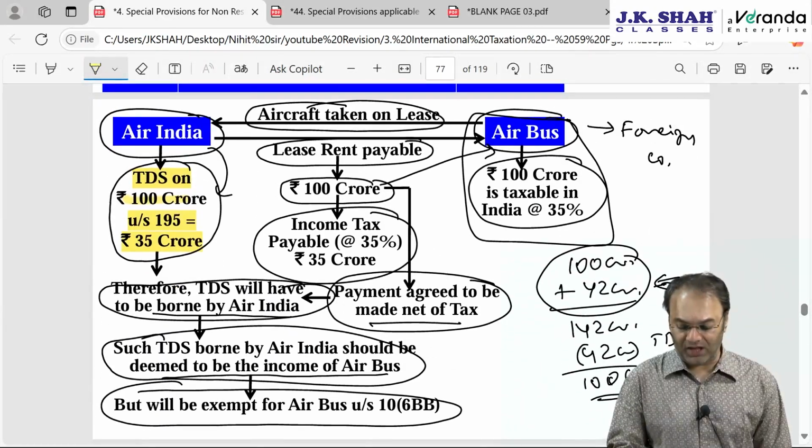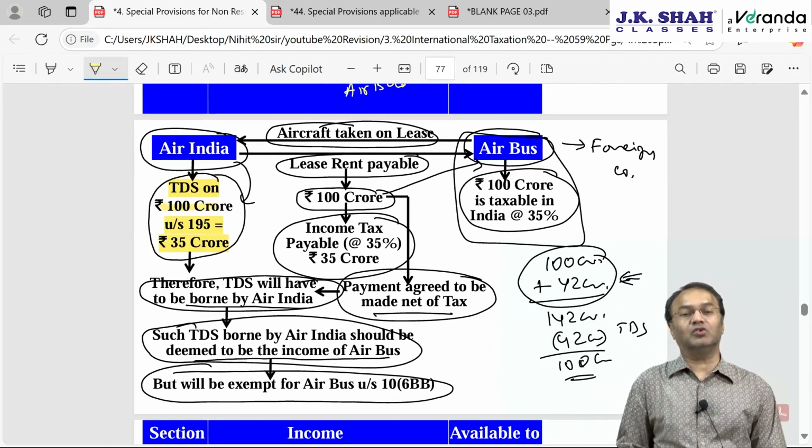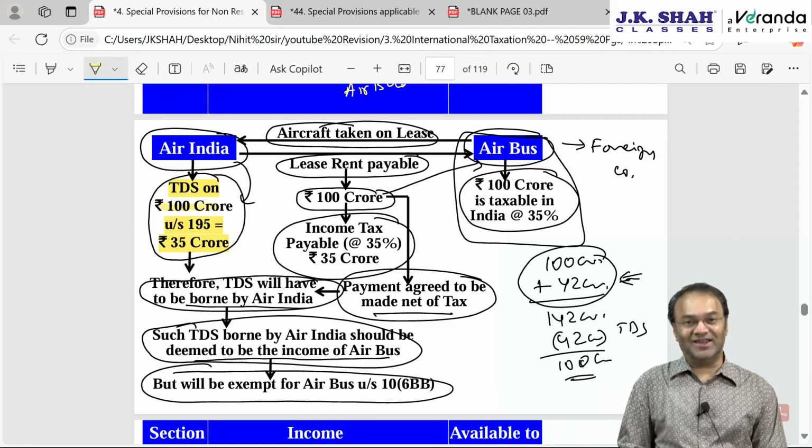I hope you people are clear with the example. In case you want to take a screenshot, you can pause the video and do the needful. I will wait for 5 seconds. 1, 2, 3, 4, 5.